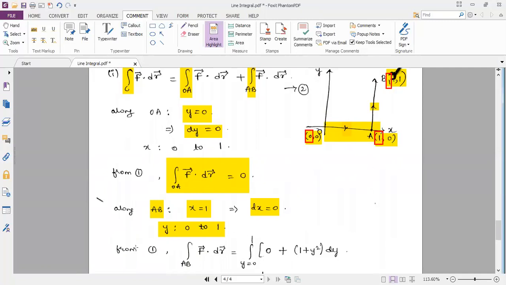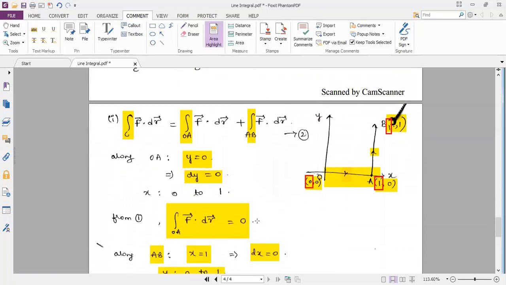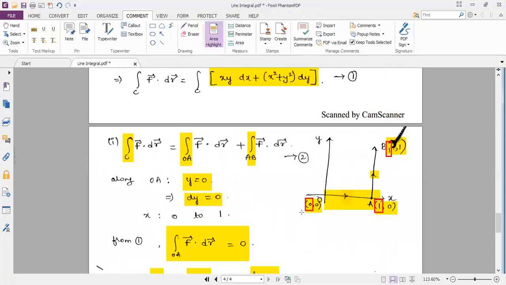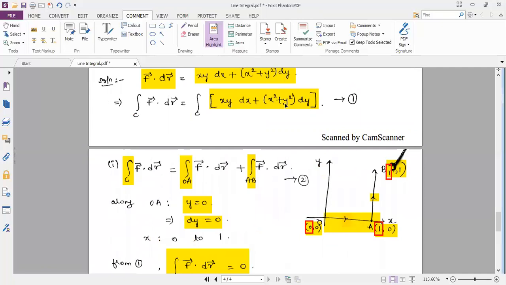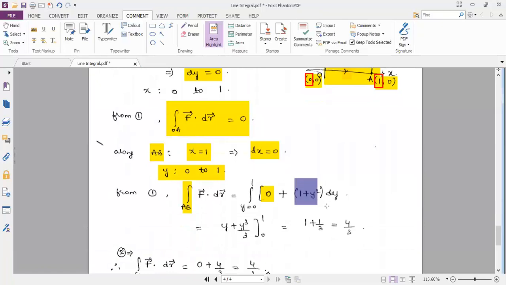Now substituting all these into equation 1, the integral over AB of f dot dr will be the integral with limits from y equal to 0 to 1. The first term is 0 because, looking at equation 1, since x is equal to 1, dx is 0. Plus, x is equal to 1 is substituted, so x square is 1, plus y square into dy. So we get 1 plus y square into dy, and we need to integrate this between the limits 0 to 1.